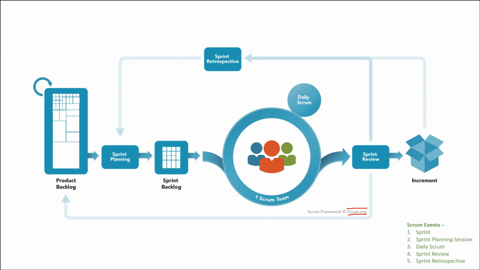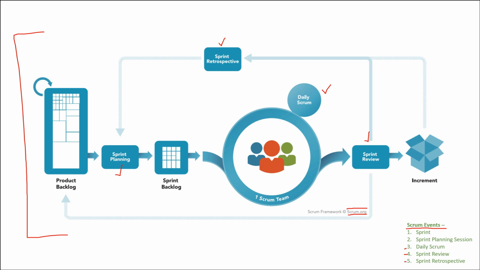So what are the Scrum events? There are 5 Scrum events. You have sprint. This entire thing is basically a sprint. Then you have sprint planning session. You can see it here. Then you have number 3 is daily Scrum. And you have daily Scrum here, which is basically an event that is repeated every day. Then you have sprint review, and finally you have sprint retrospective.